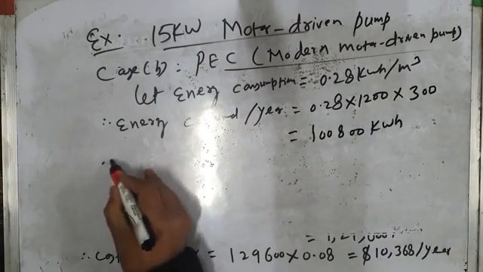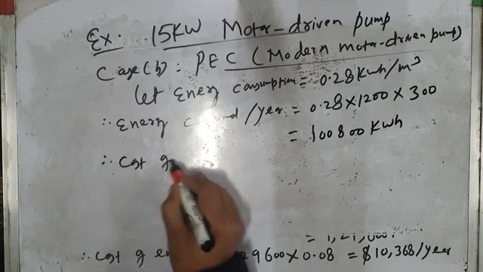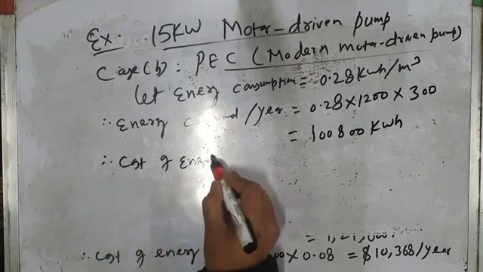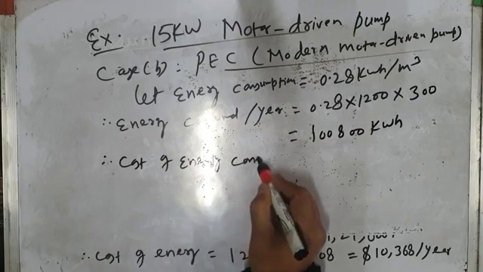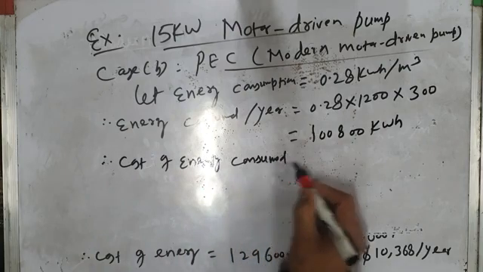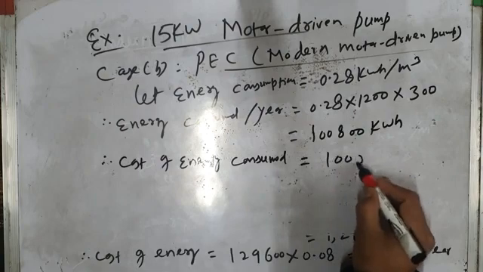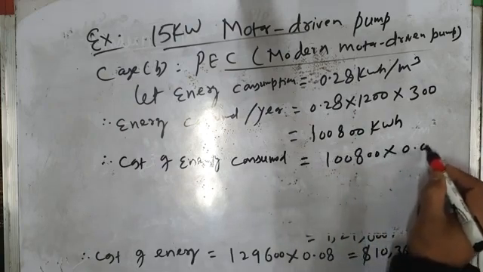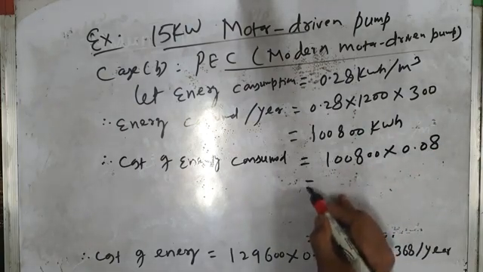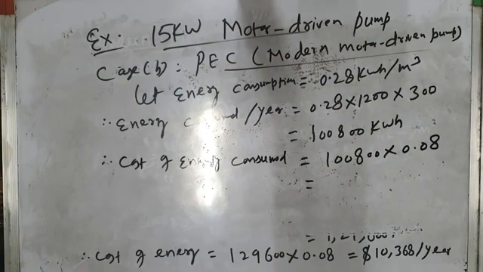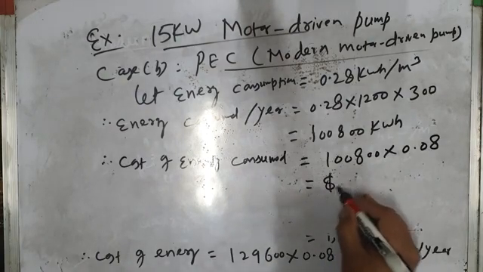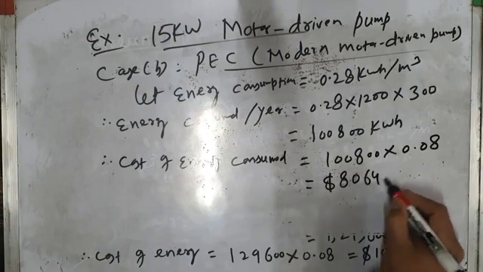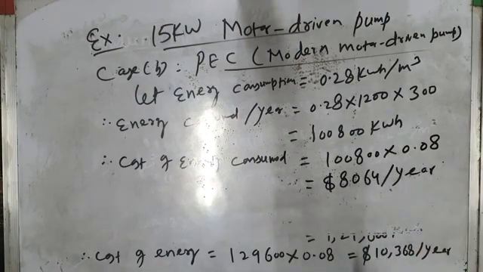So therefore, what is the cost of energy consumed? How much energy you are consuming per year is equal to 1,08,000 kilowatt hour multiplied by $0.08 per kilowatt hour. I have already calculated it. It comes out to be $8,064 per year. For conventional motor driven pump, the cost of energy per year is $10,368.